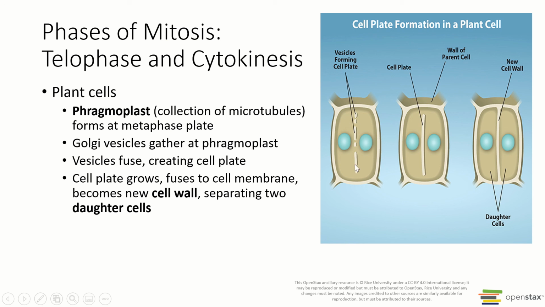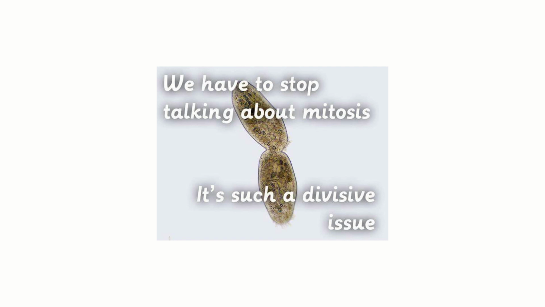Okay, so we have phragmoplast, which is microtubules. They attract the vesicles from the Golgi. They all fuse together into a cell plate, which then keeps growing into a cell wall. And now we have two distinct plant cells. And we are done with mitosis in both the animal and plant cells.